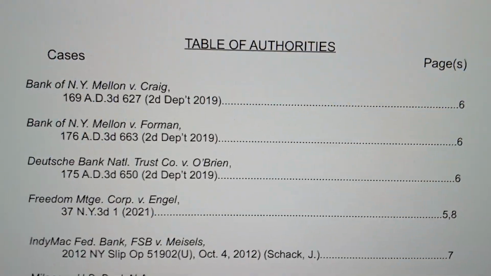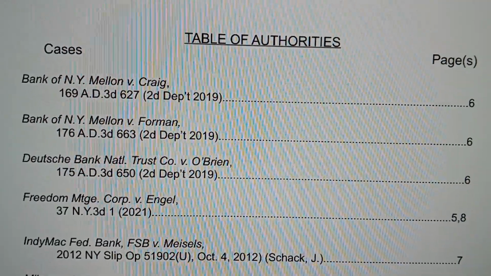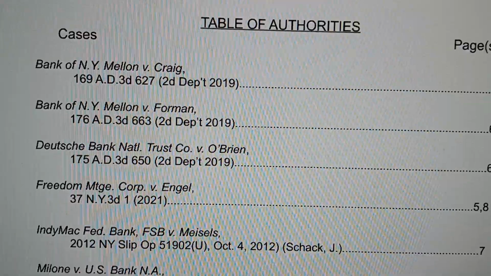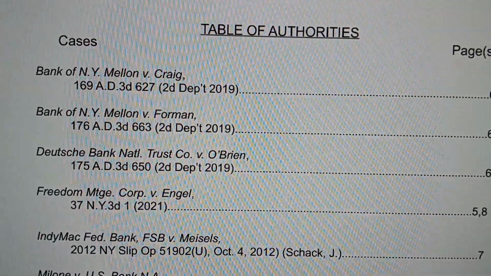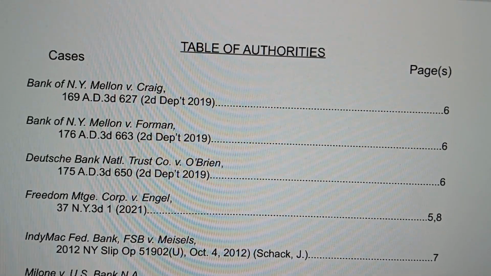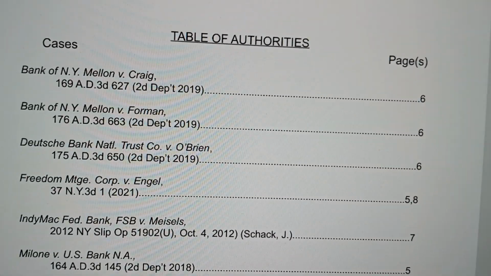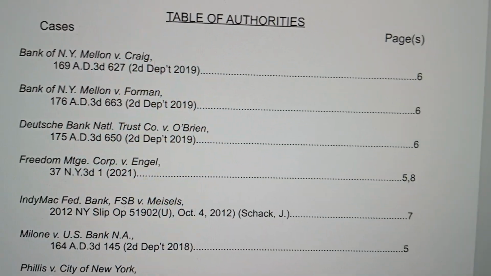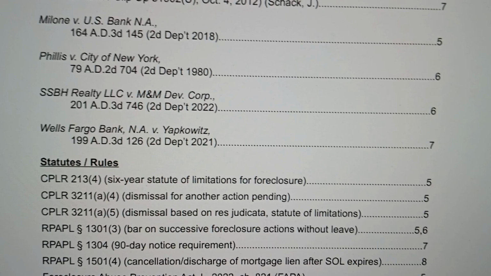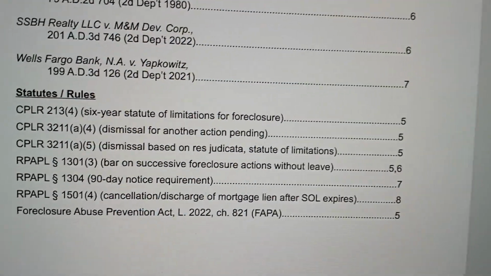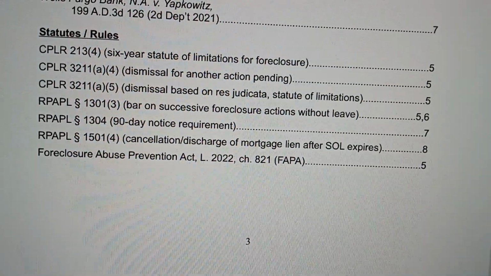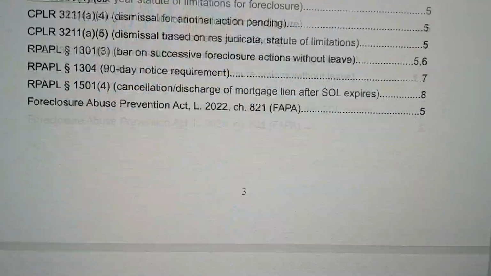As you can see here, the first case is Bank of New York Mellon versus Craig, and right under that and tabbed over is the actual case citation, 169 AD 3d 627, 2nd Department, 2019, and this is New York. And you see how they all look nice and neat. Everything's really good and orderly here. And then right after the cases, you have your statutes and rules, which is, in this case, in Carrington's brief, it goes over all of these you have to have in there as well.